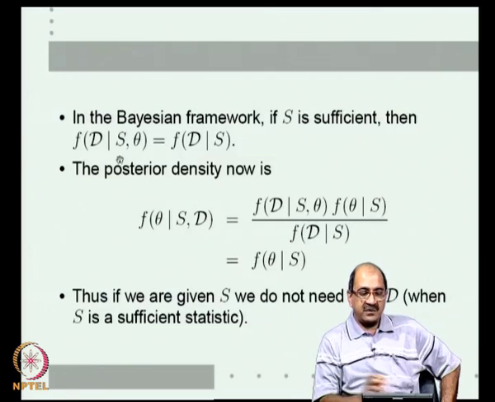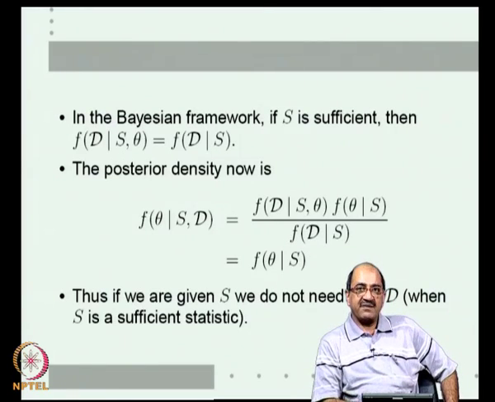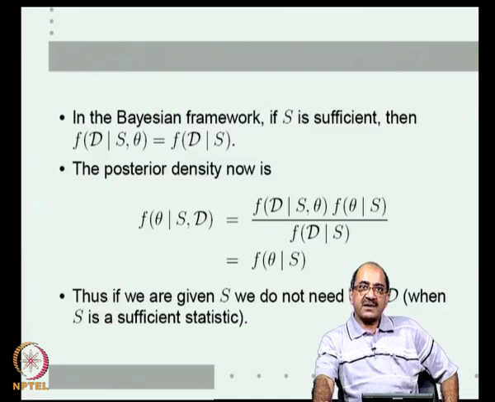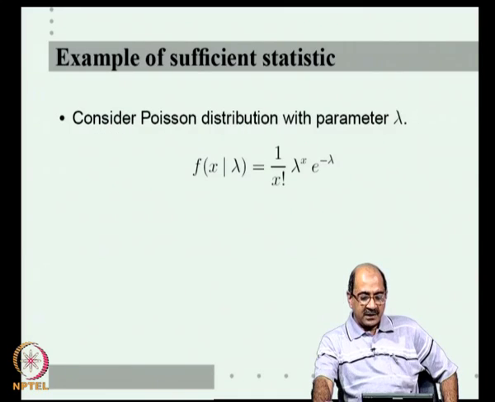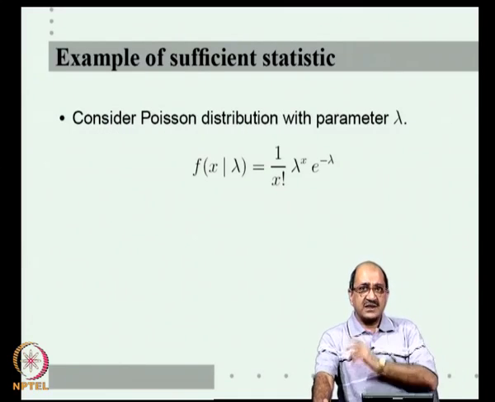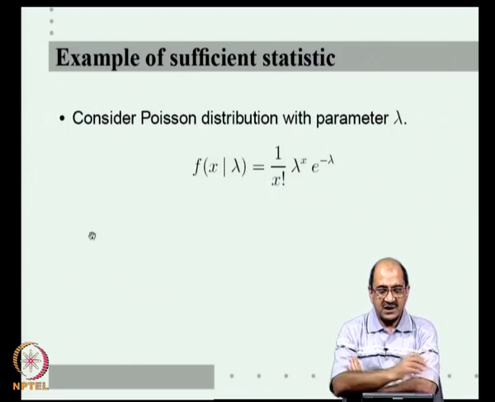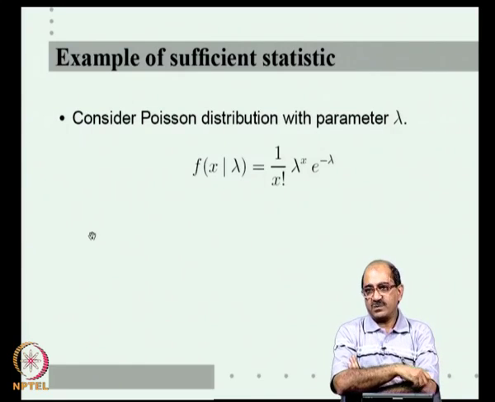Right? If f of D given S comma theta is not dependent on theta, then in both the maximum likelihood and Bayesian frameworks, if you give me the sufficient statistic, the rest of the data is not important, at least as far as estimating the parameter is concerned. Okay. So, let us look at an example of a sufficient statistic. Let us consider the Poisson distribution, a distribution I have not considered so far.